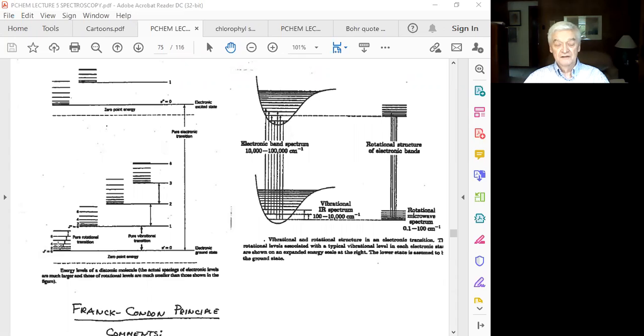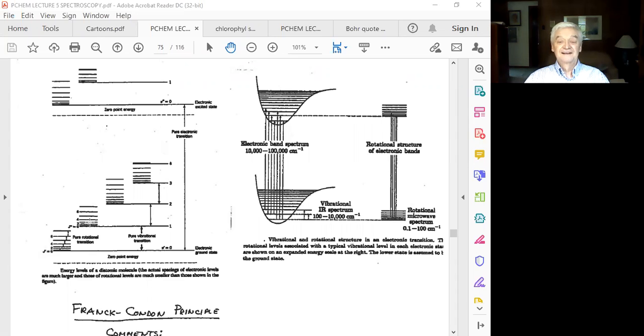What's shown here are the pure rotational transitions that we talked about. I showed you the HCl spectrum, and we can calculate the bond distance from that. Then we looked at transitions from this set of rotational levels up to the first vibrational level.